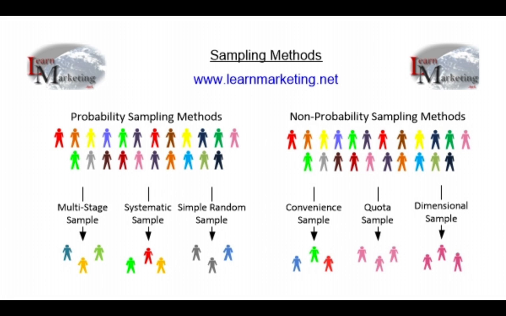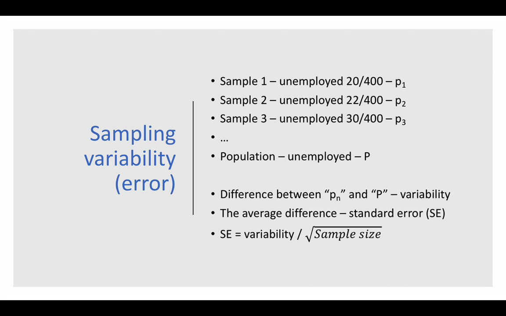Well, simple random sample applies a very simple strategy. You can flip a coin to select, or you use a computer-generated random strategy to select your participants. Okay. So remember this.